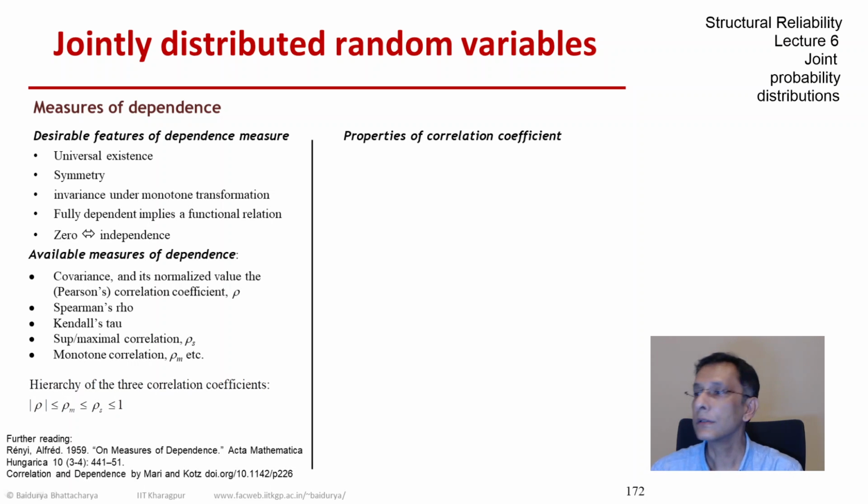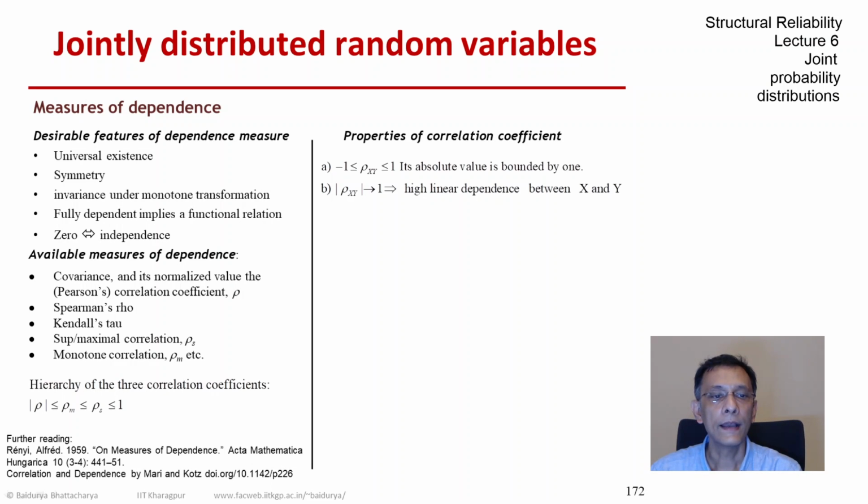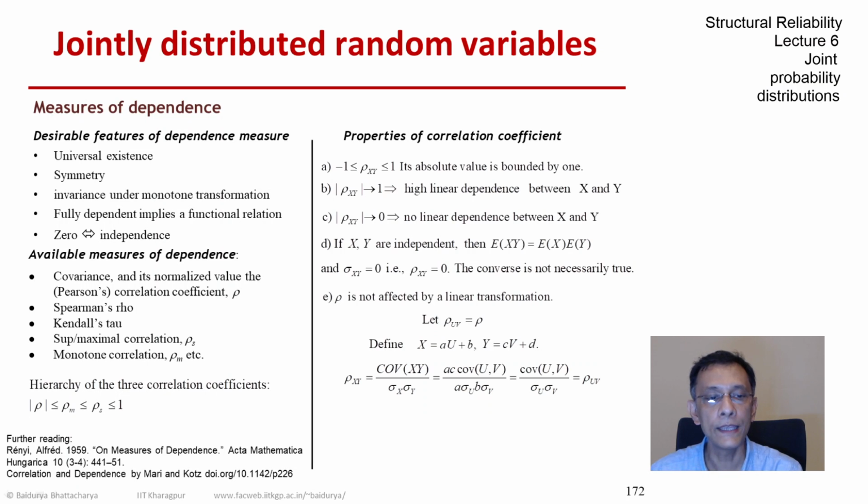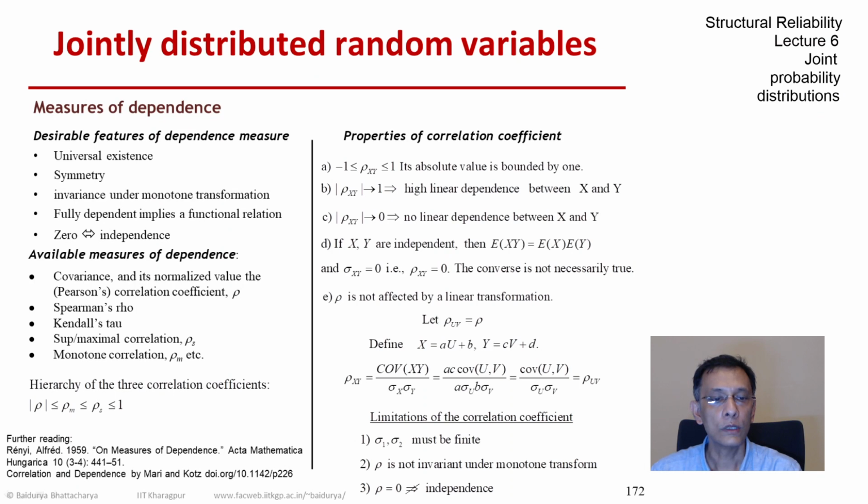Now, some of the properties of Pearson's correlation coefficient. It's bounded between -1 and +1. If it's close to 1 in absolute value, then it implies there's a high linear dependence between x and y. If it's close to 0, it means there is not much linear dependence between x and y. If x and y are independent, then the covariance is 0, which means rho is 0. Unfortunately, the converse is not necessarily true, and there are many well-known examples of that. But on a positive note, rho is not affected by a linear transformation. And it's easy to show that if I know the rho between u and v, any linear transformation x from u and y from v would give me the same correlation coefficient.